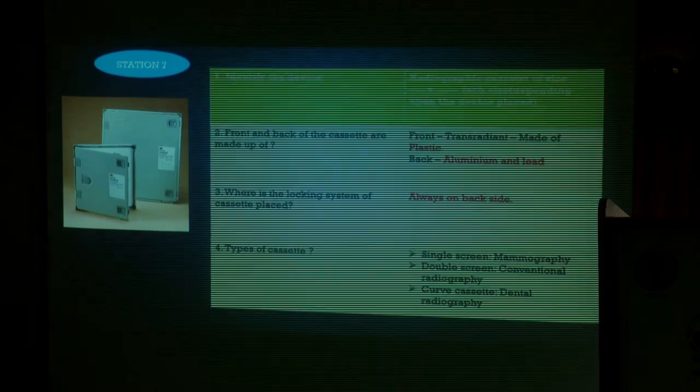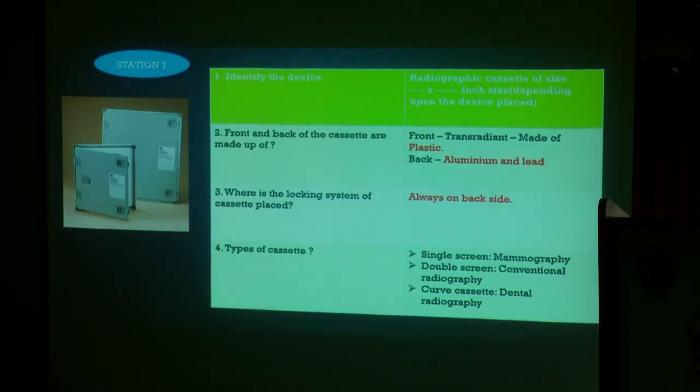So coming to next station, identify the device. Yeah, it is a cassette, radiography cassette. Here, where is the locking system placed? Always on the back side. Here we can see two locking systems on the back side, top and bottom. So what are the types of cassette? Is it single screen, double screen, curved cassette? Double screen is used in conventional radiography, single screen in mammography. Curved cassettes are used in OPG, dental radiography.